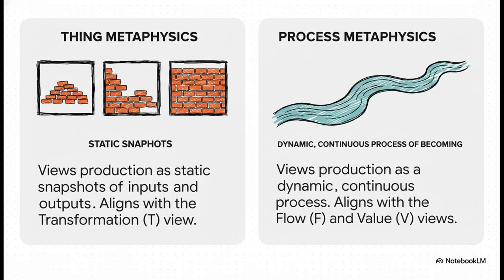If we want to go a little deeper, there's a philosophical foundation here. The traditional transformation view aligns with what's called thing metaphysics. It sees production as a series of static things, of inputs and outputs. But TFV theory challenges us to adopt a process metaphysics. It asks us to see production not as a series of things, but as a dynamic, continuous process of becoming. And that shift in perspective is what makes the flow and value views truly possible.